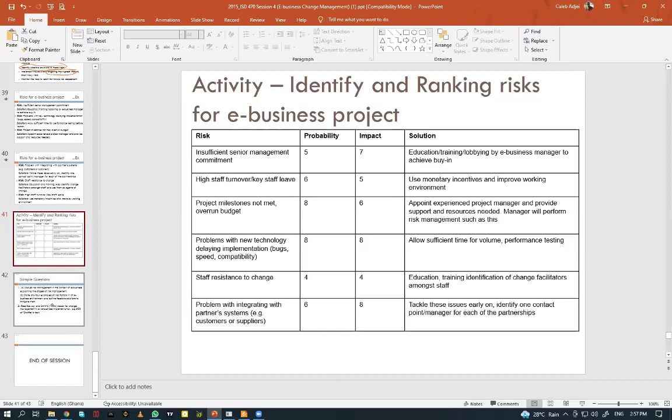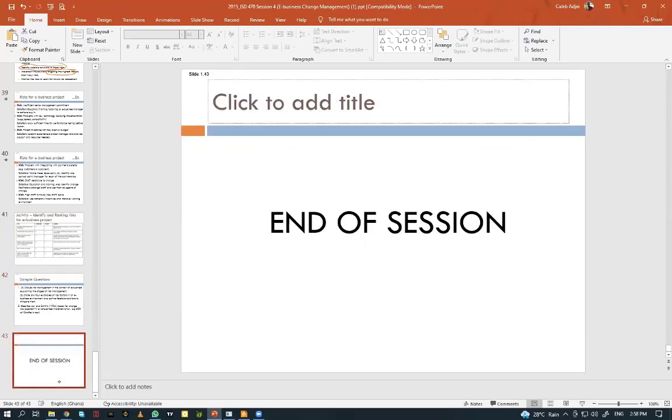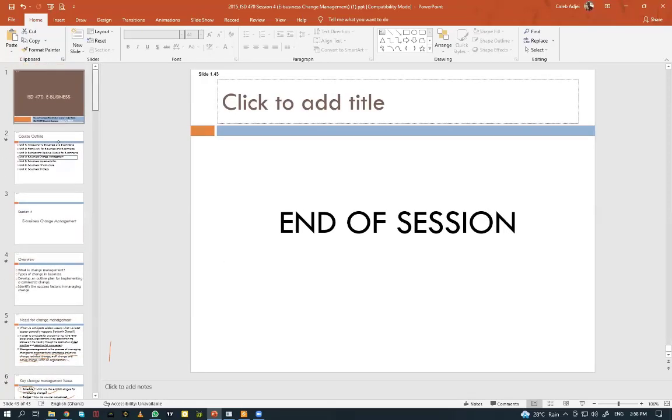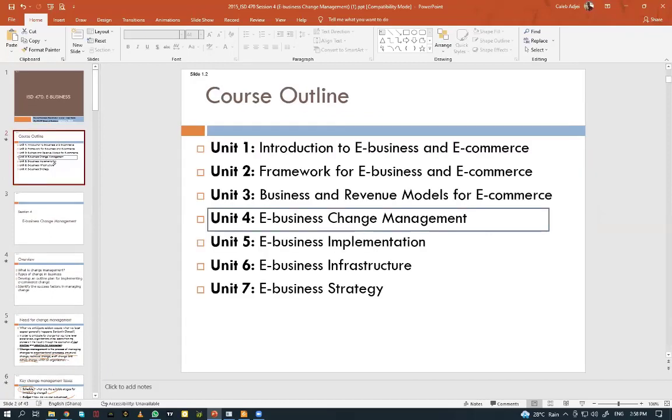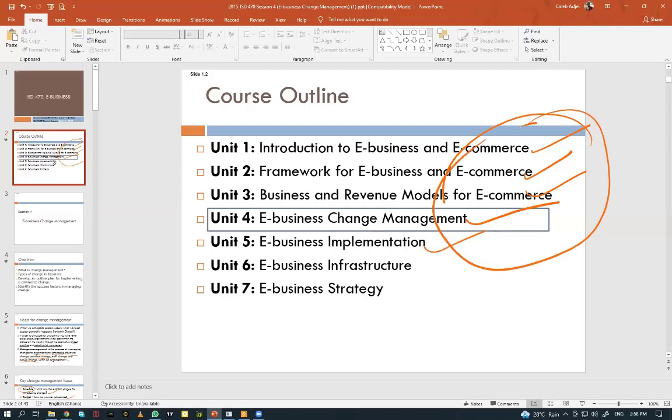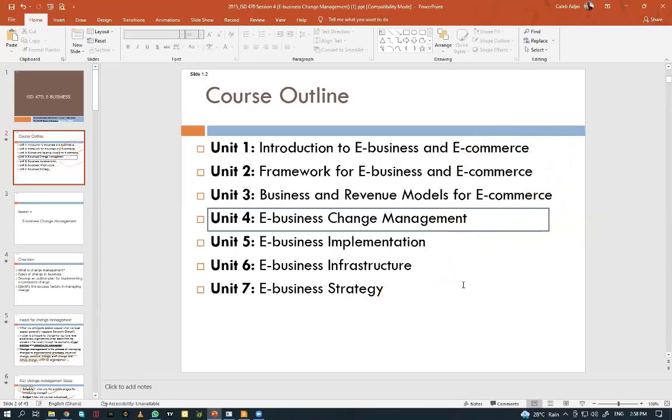So this brings us to the end of this weekend's class, talking about our introduction to e-business and e-commerce, the e-business and e-commerce framework, the revenue models, and change management. We will meet in class to discuss how to implement it, the infrastructure, and the e-business strategy. If you have any question, you can raise your hand and I'll unmute you to ask your question before I show you the assignment on the platform.